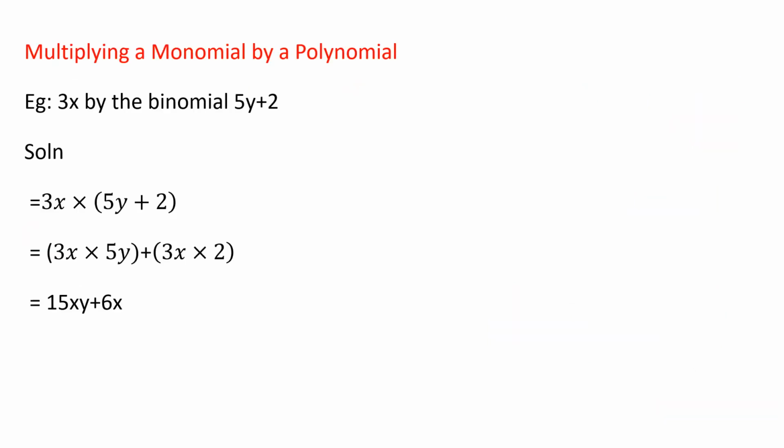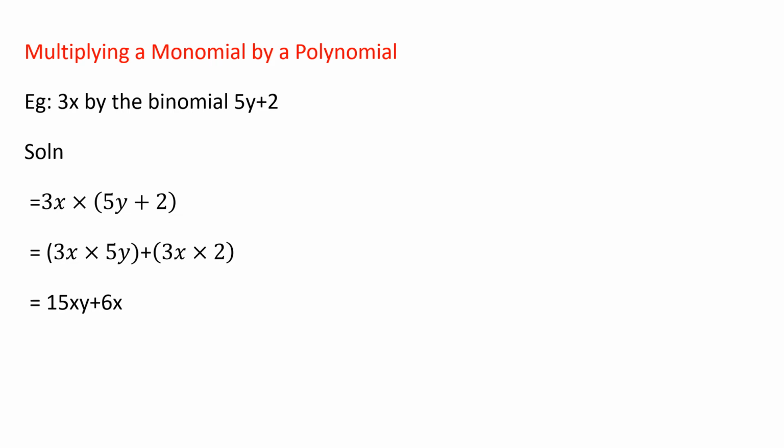The next one is multiplication. So multiplying a monomial by a polynomial. Generally we'll call all the expressions a polynomial, right? So you are going to multiply the monomial, a single term expression, with a polynomial. Maybe it is 2 terms or maybe 3 or 4. Whatever it may be.